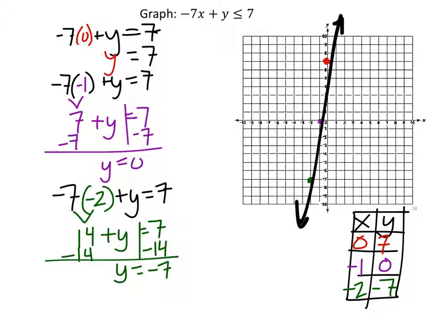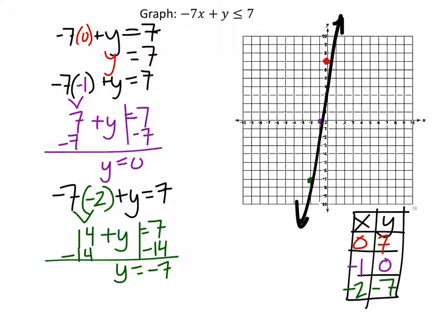Well, this would be really nice if this were an equation, because it would be done. Now, this one is a solid line, though, because it is part equal to, okay? But we are not finished. We have to choose a test point to test, okay? The question then becomes, what point do we test? Now, you could choose any point you want, as long as it's not on the line.